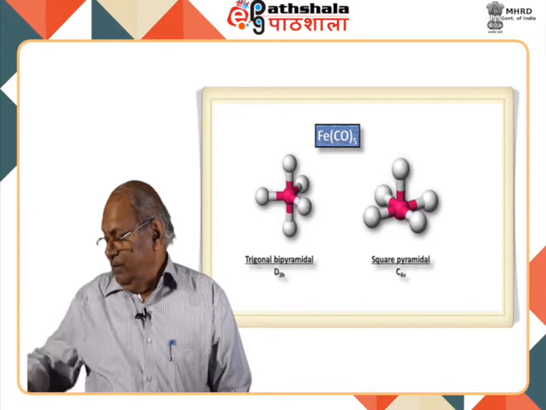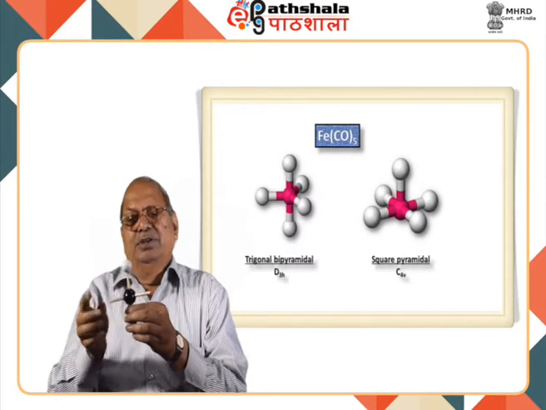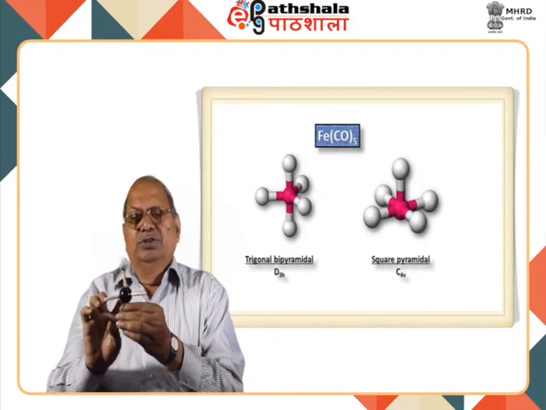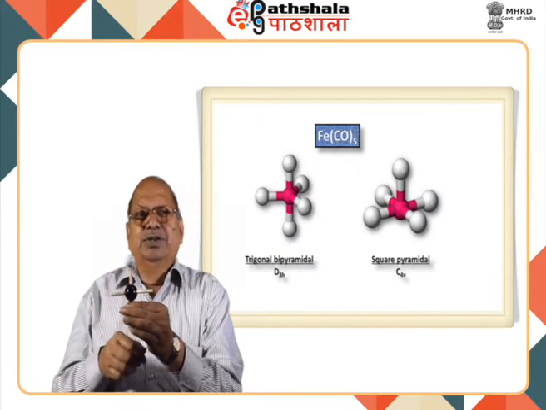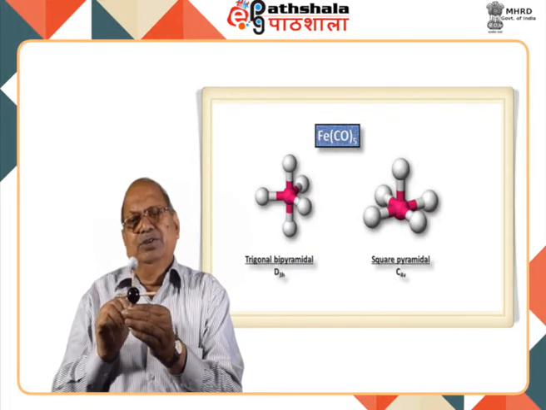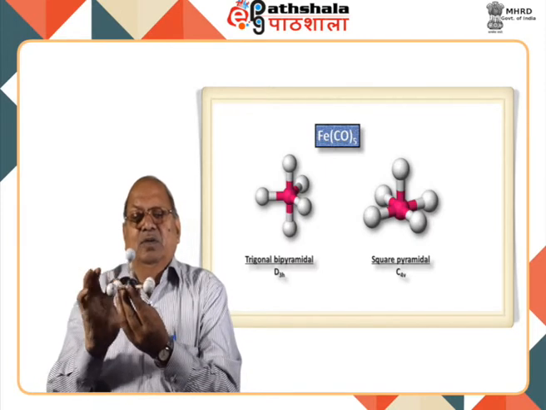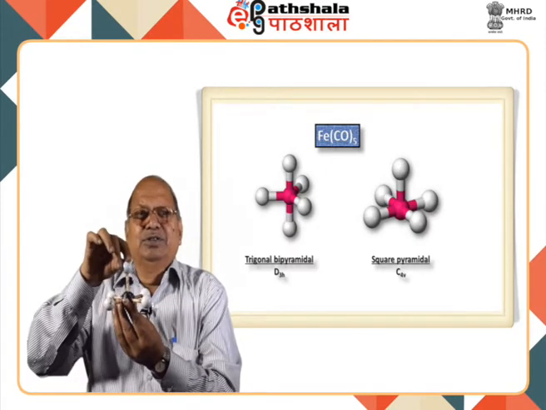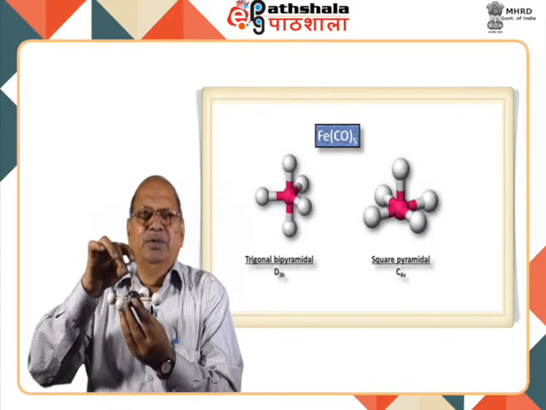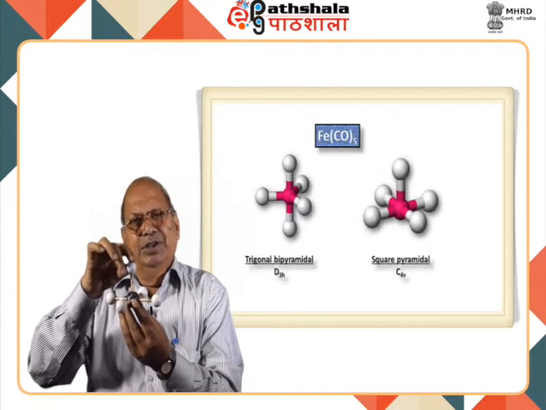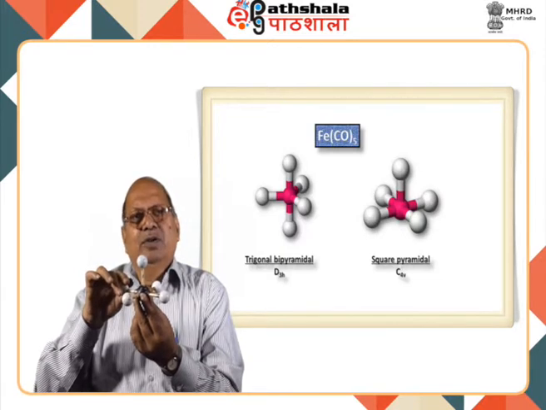First is the trigonal bipyramidal molecule. It is like this, that is a trigonal base. Here is a CO, this is also CO, this is also CO, this is also CO, this is also CO. It is a TBP molecule. This is one geometry. Another possible geometry is like this, 4 CO on the base and one on top. So, I have two possible geometries for this molecule: TBP, which has D3h symmetry, and square pyramidal geometry, which has C4v symmetry.